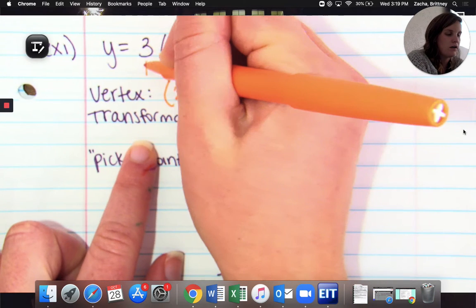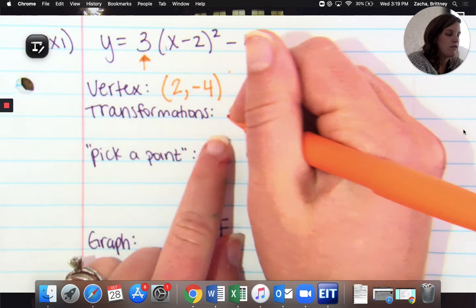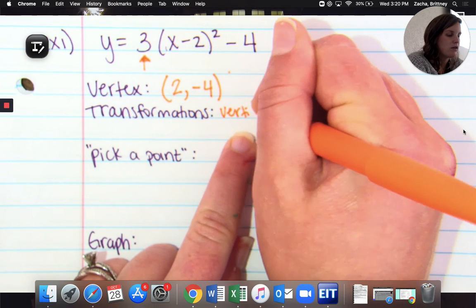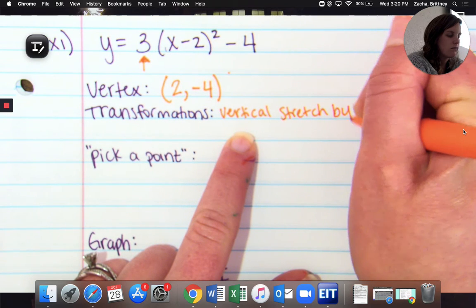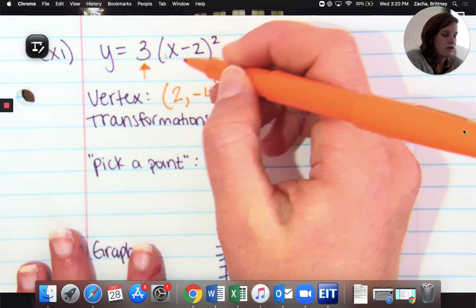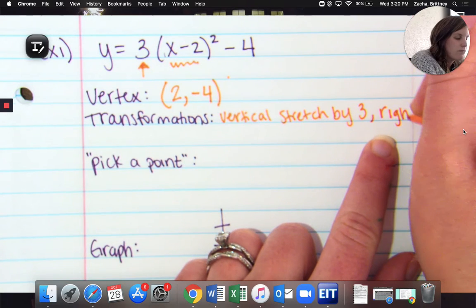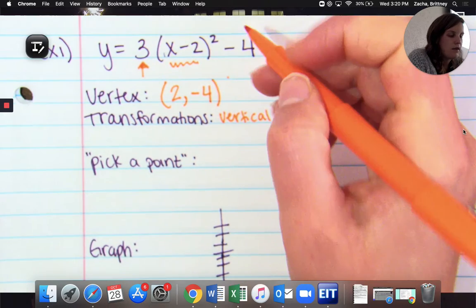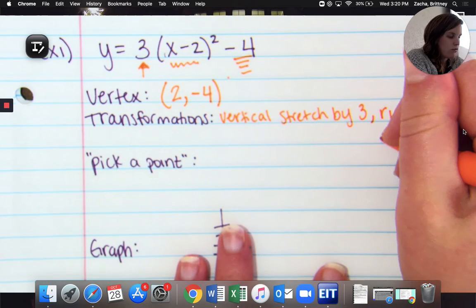Let's do our transformation. Right here, it's a number bigger than 1. Whenever that number is being multiplied to your function and it's greater than 1, that's a vertical stretch by that factor. So vertical stretch by 3. And then again, to get our vertex point, we know x's are crazy, so this actually shifts to the right 2. And then the minus 4 on the outside, what you see is what you get, down 4.